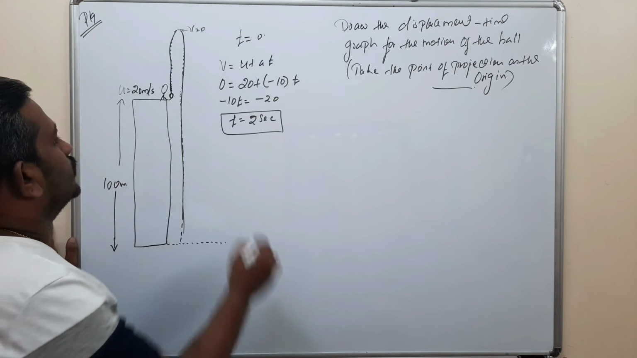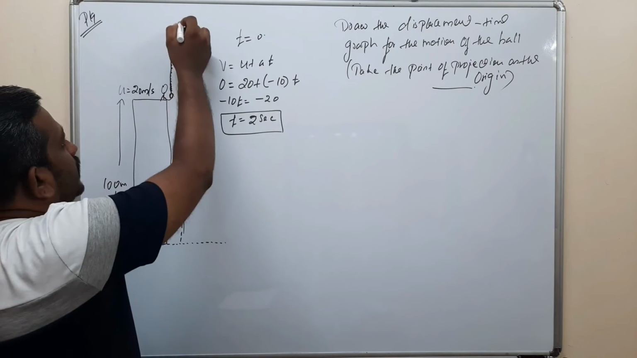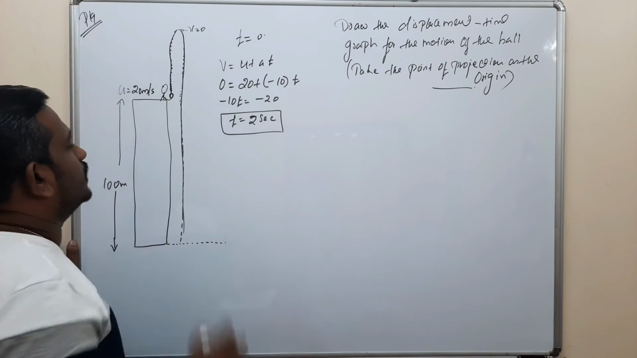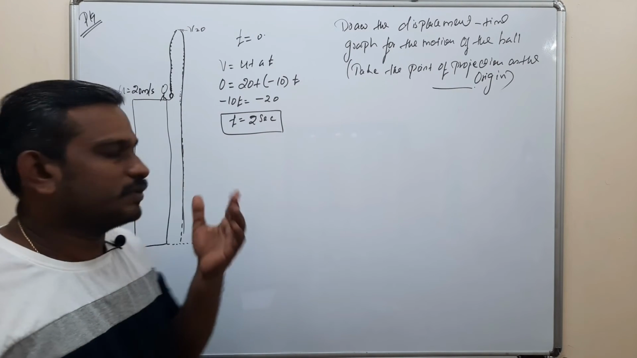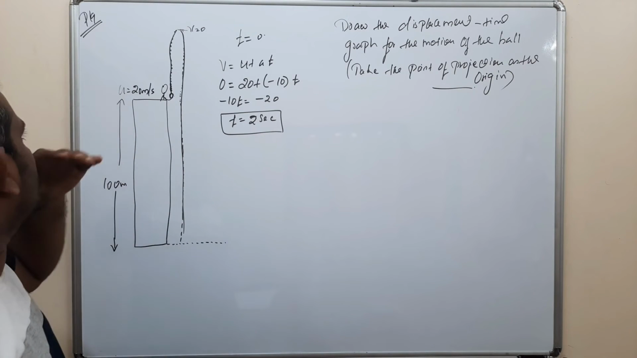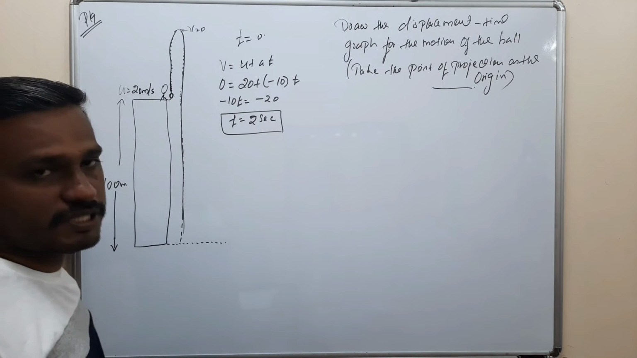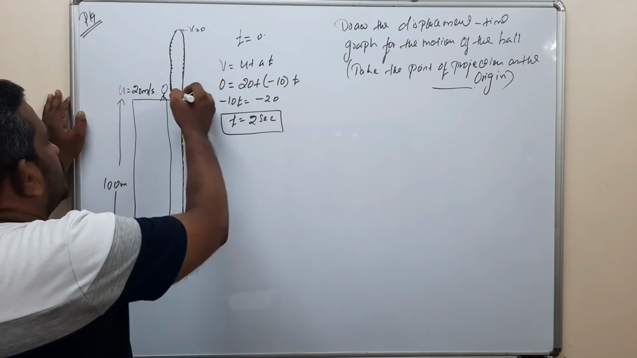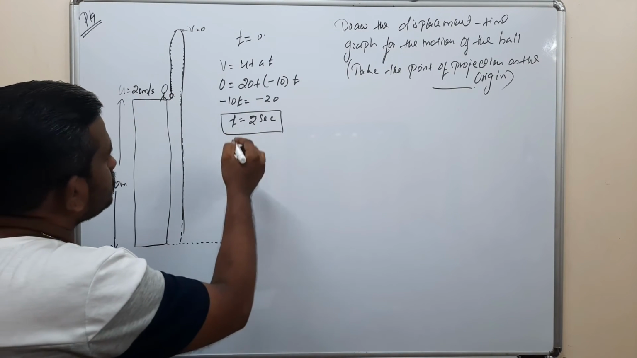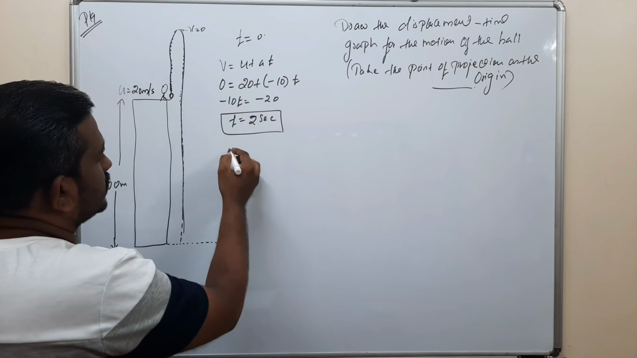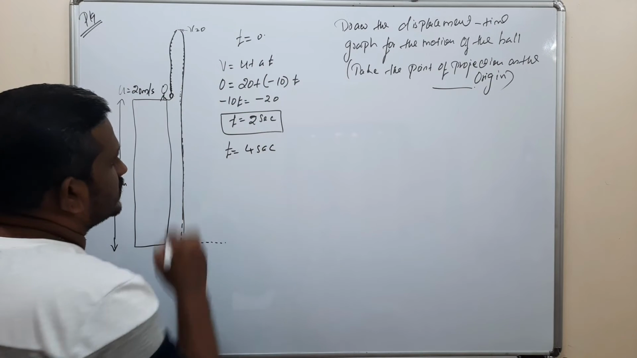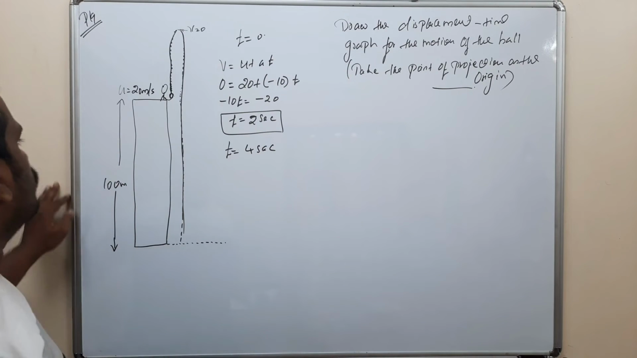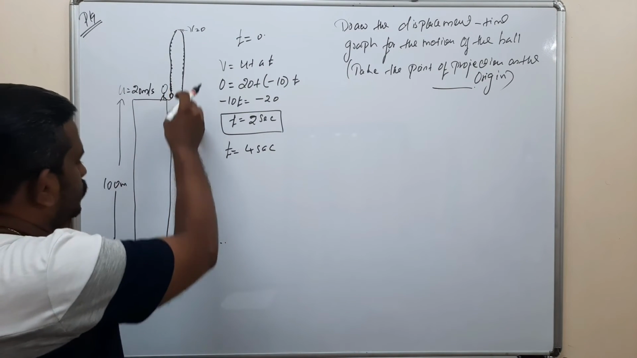So we know that when the ball returns to the original position, the mean position, the time is equal to 4 seconds. That is, the time for the upward motion and the downward motion is the same. So the ball reaches the maximum height at t is equal to 2 seconds, and returns at t is equal to 4 seconds. So what is the time taken by the ball to reach the ground?